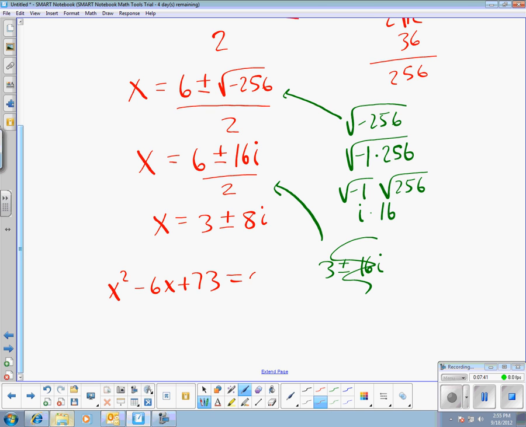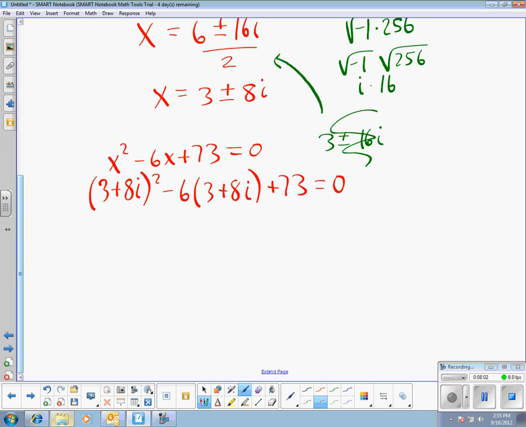Now, if my two solutions are true, or the one that I'm checking is true, 3 plus 8i, then when I plug 3 plus 8i in for x like this, for that to really be a solution, that means that I get a true statement when I plug it in. So let's evaluate this and make sure that we get 0.